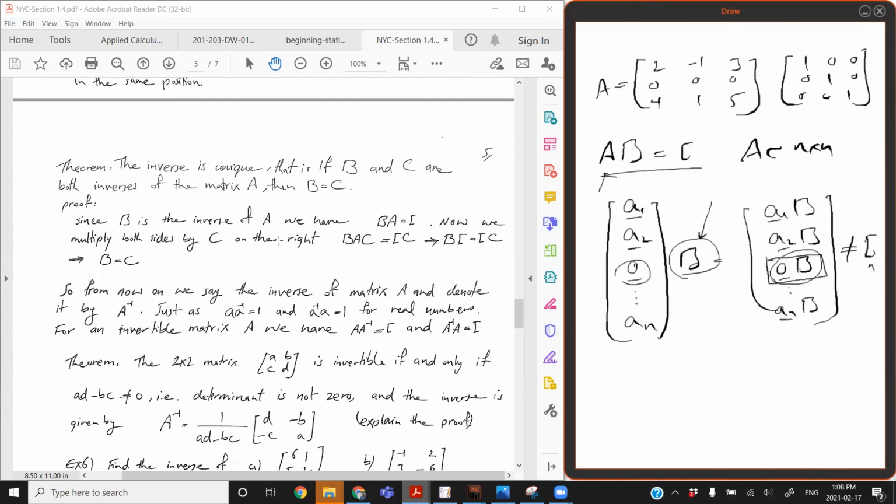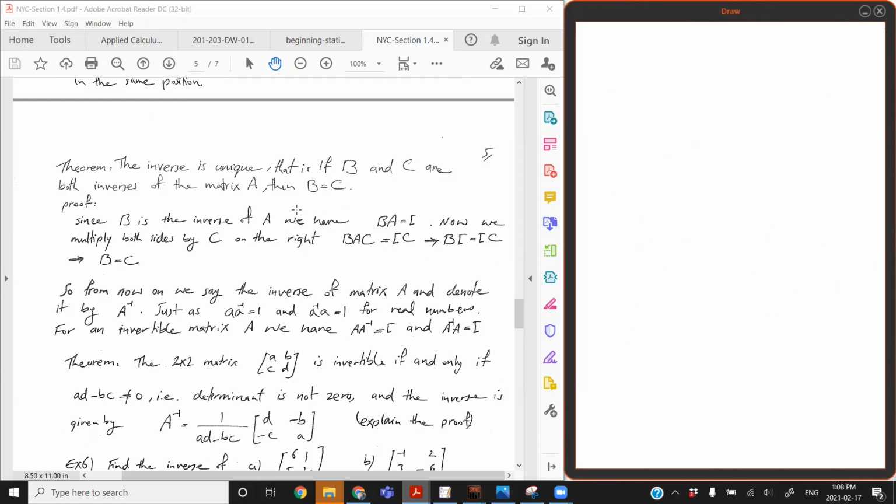Okay, next theorem. The inverse is unique. That is, if B and C are both inverses of matrix A, then B and C are the same thing. So this theorem is basically saying that it's impossible to find two different inverses for the same matrix.